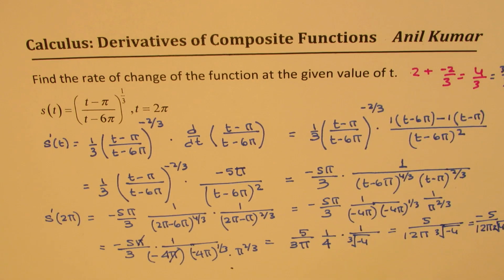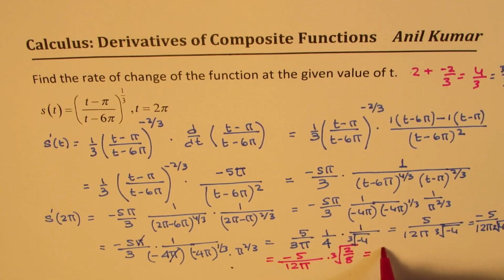So we could actually simplify this and write as minus 5 over 12 pi, see like this, 2 over 8 cube root. So this 4 has been written as 2 over 8, right? So this kind of is a tricky part here. Now we get this as minus 5 cube root of 2 over cube root of 8 is 2, so we get 24 pi. Is that clear to you?